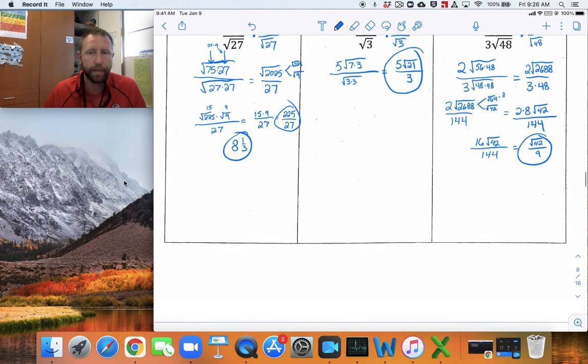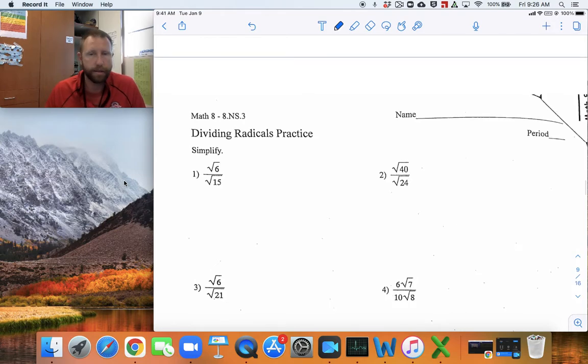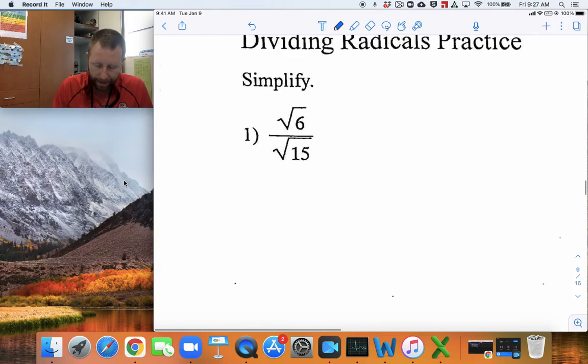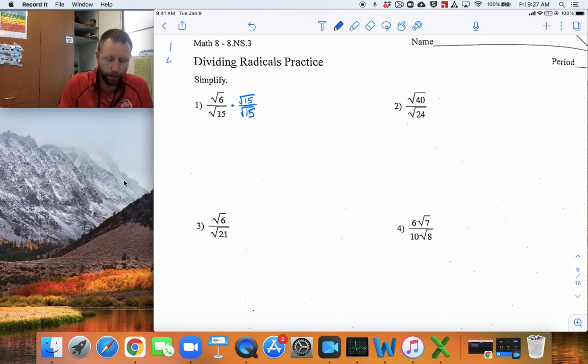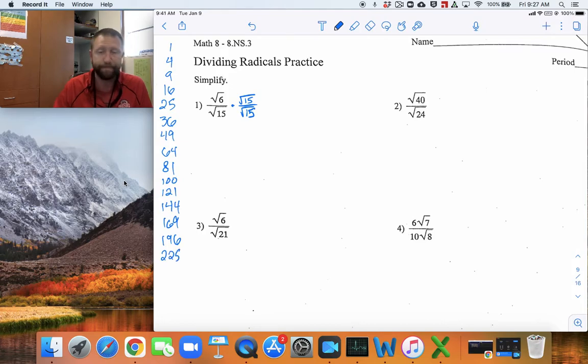They do take a while, right? I'll do the first one with you just to help you out, cut down on your assignment a little bit. So for number 1, the first thing I'm going to do is multiply both the top and the bottom by that radical. Oh, almost forgot. Well, let's take a second and write out the first 15 perfect squares. So I've got 1, 4, 9, 16, 25, 36, 49, 64, 81, 100, 121, 144, 169, 196, 225. All right. So those will help, knowing what those are.